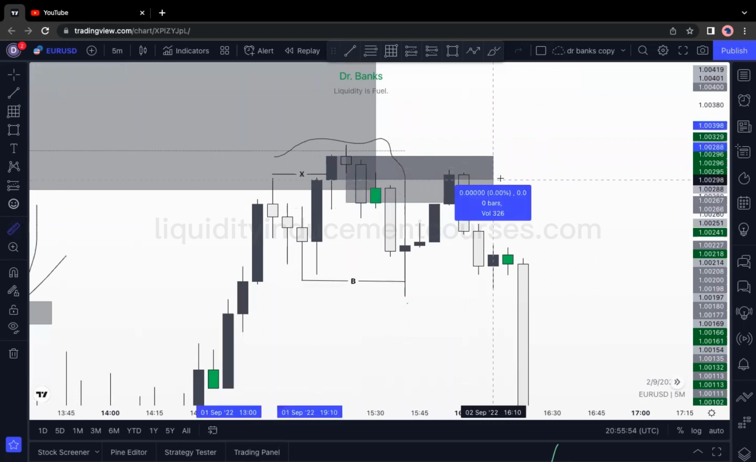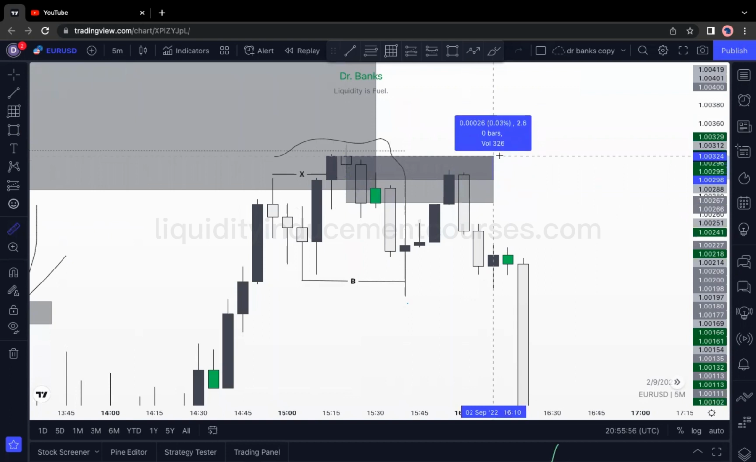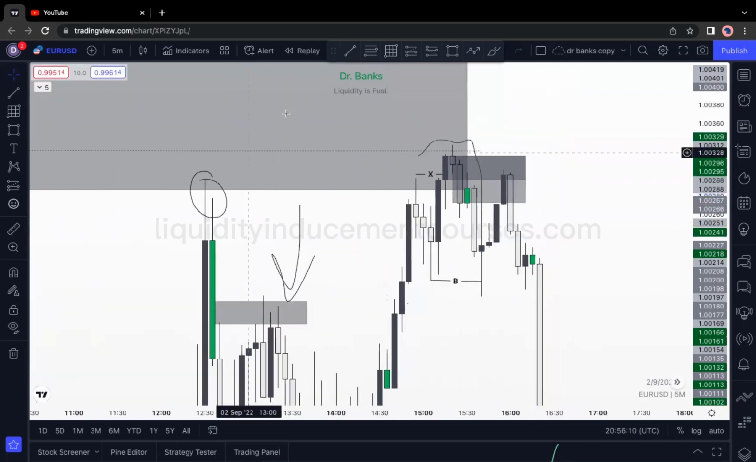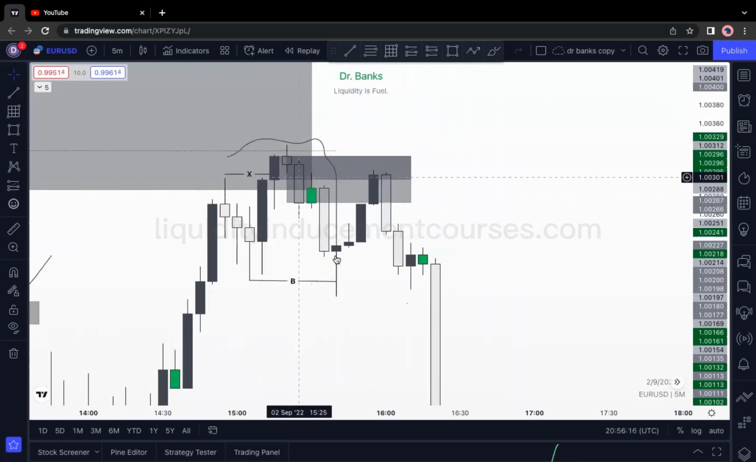Okay, so this is a 2.6 pip move, but the overall move for the main entry from here should be about 4.7 or 4.8 pips. Okay, 5 pips, exactly 5 pips, as opposed to having a 16 or an 18 pip stop loss. So now I have clear intent that price is willing to move my direction.